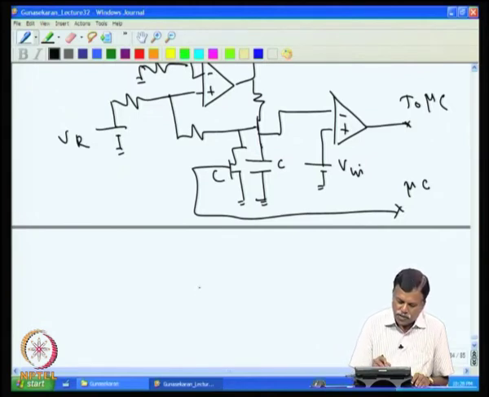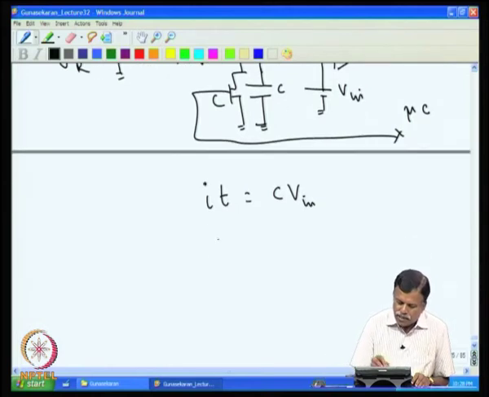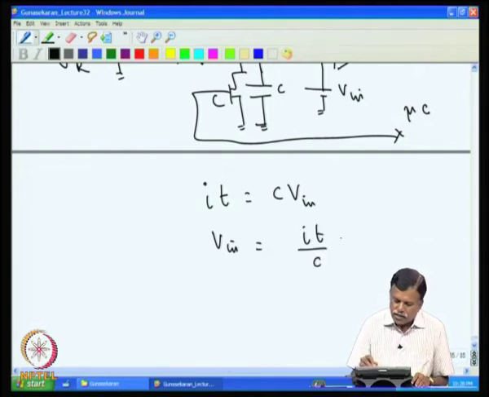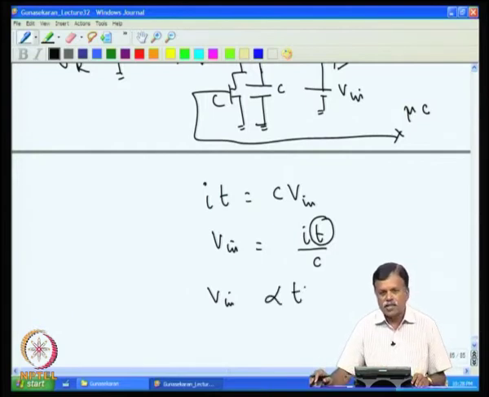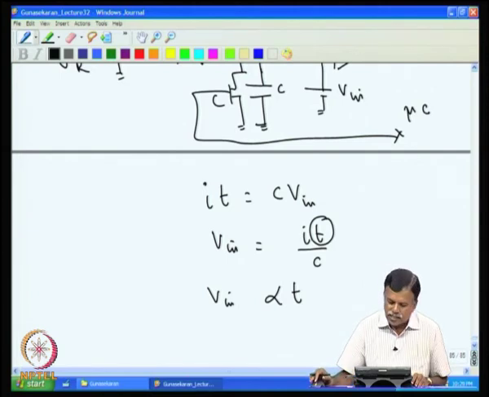Now, the same equation applies here also. Here the only thing is that I have a constant current source I, and V in will be equal to I t by C, and I is constant because we fixed it with respect to V reference. So, V in is proportional to T. This is the advantage in this case. The time is not going inversely like the earlier system.